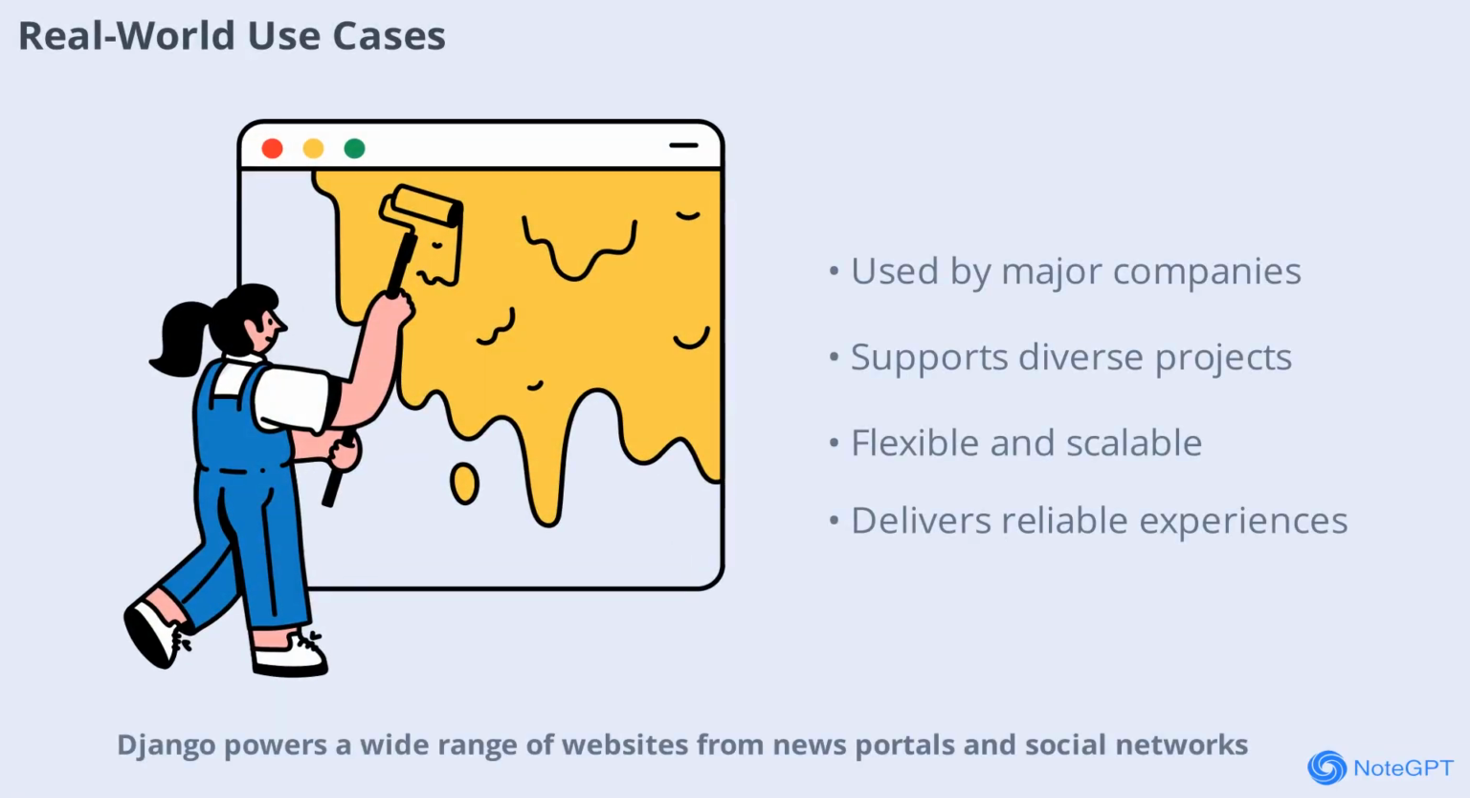Django powers a wide range of websites, from news portals and social networks to e-commerce platforms and scientific applications. Its flexibility and scalability make it suitable for projects of any size. Companies like Instagram, Pinterest, and the Washington Post rely on Django to deliver fast, reliable web experiences.